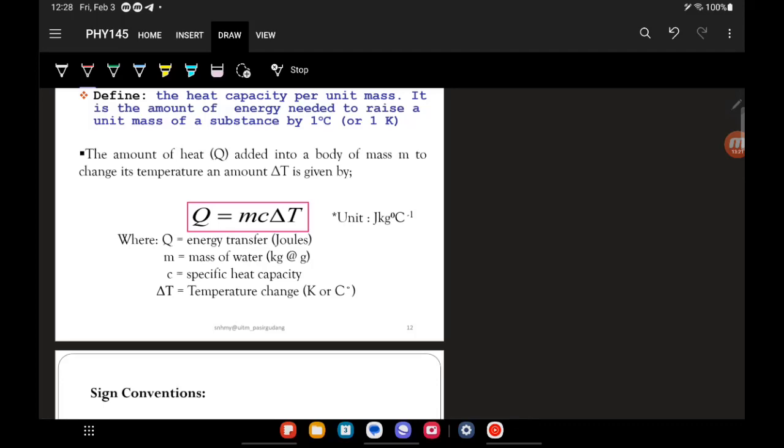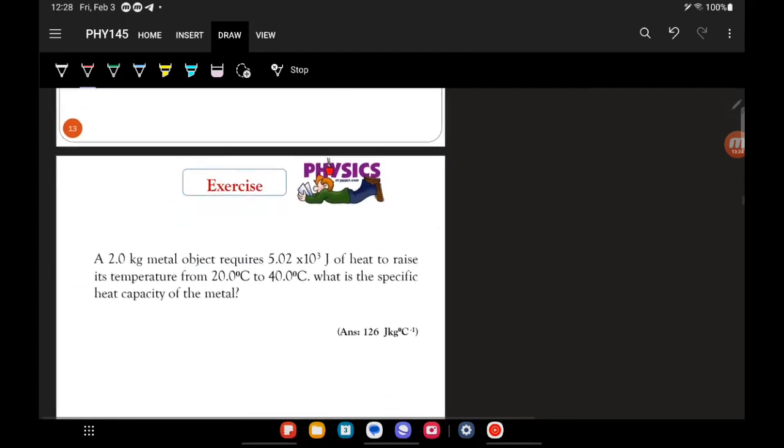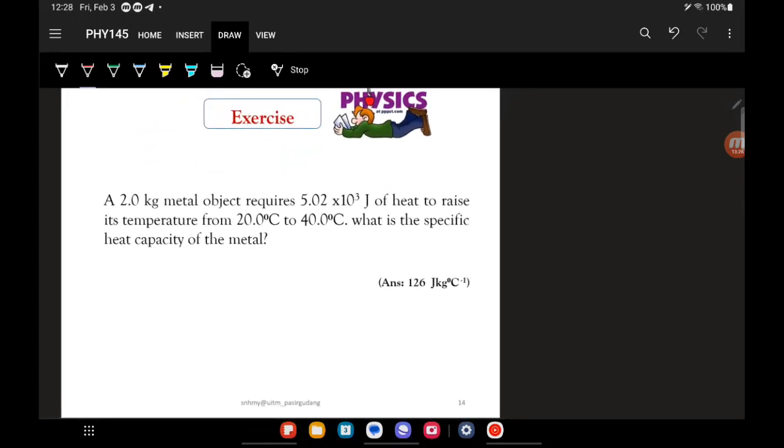So how to use this? Let's go for one example. A 2 kilogram metal object requires this Q of heat to raise its temperature from 20 degrees Celsius, which is the initial temperature, to 40 degrees, which is the final temperature. What is the specific heat capacity? The equation is Q = m c ΔT.